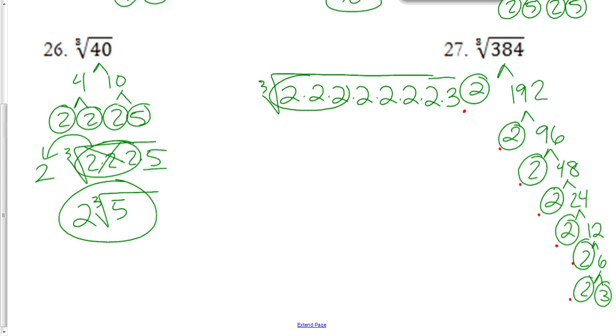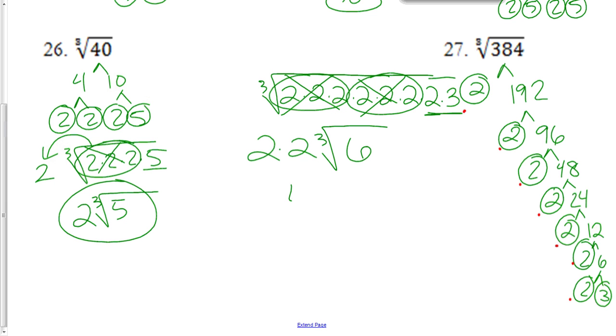Looking for groups of 3, group of 3, group of 3. Nothing I can do with those two. Each of these groups I can pull out a 2 from the first, pull out a 2 from the second, multiply the 3 and the 2 back together to get 6, multiply the guys outside together to get 4. My final answer is 4 cubed roots of 6.